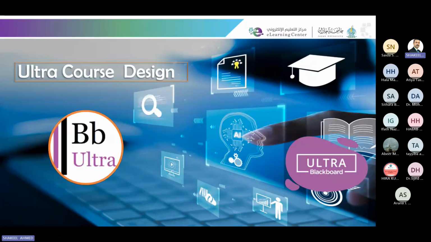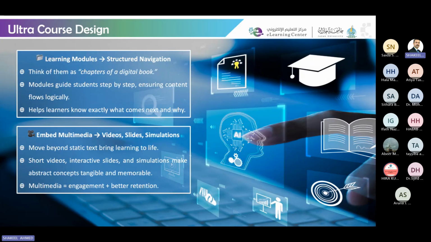So now it's time to discuss the course design in Ultra, how you can build your Ultra course design. Let us start with learning modules. You can think of learning modules like chapters in a digital book. Each module holds related content in one place, and modules help guide students step by step. Students know what to study first and what comes next. So this makes the course flow clear and reduces confusion. So the students always understand what they should do and why.